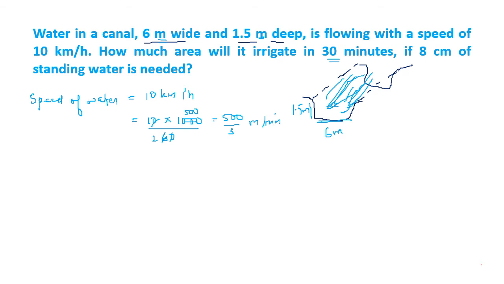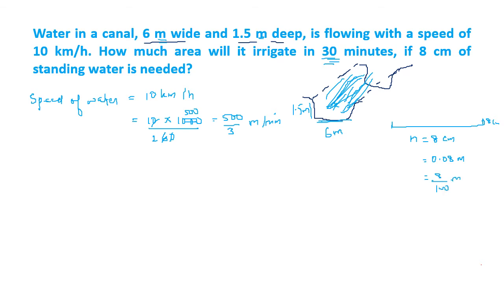Now the water is flowing for 30 minutes, and you have to fill this. So water flowing in this canal has to be filled in the field, and the height of the field is 8 centimeter. So we get 0.08 meter, or we'll just write 8 upon 100 meter.